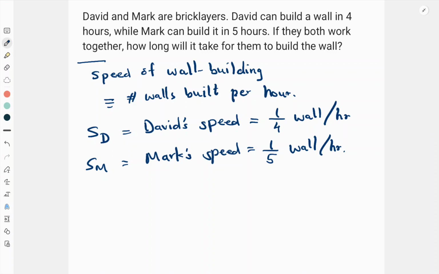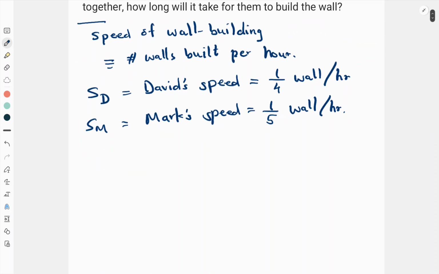Even though nobody has used this unit before this video, it's fine, we can use this one. Maybe other people have also used this unit. I mean, it's a fairly standard way of operating. I'm not sure that anybody has named it as such, but maybe they have used it as such. So moving on. So this is David's speed and Mark's speed. We know how long it will take for each of them to build a wall, so we can calculate their wall building speed.